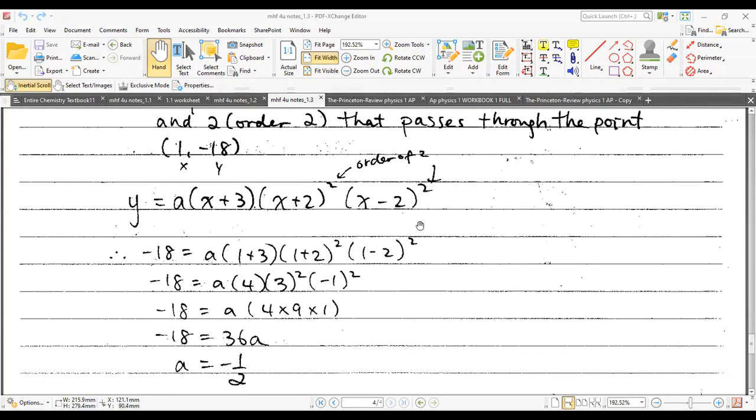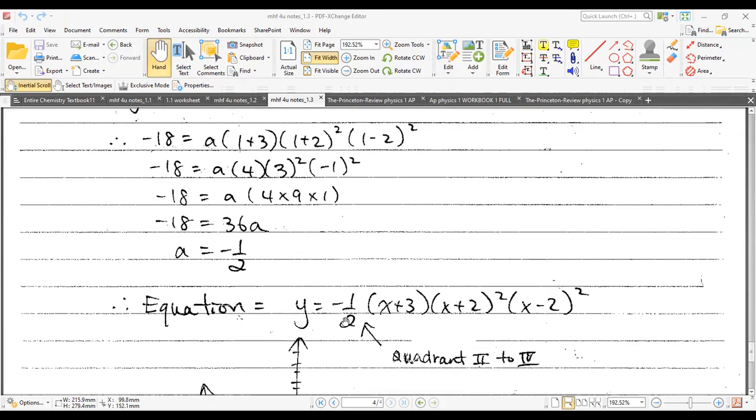Just show you. So instead of the x, you put 1. So you just simplify, you rearrange, and a is -1/2. Then you have to rewrite your equation. And it's -1/2 times (x plus 3) and the other brackets. So this is your equation.